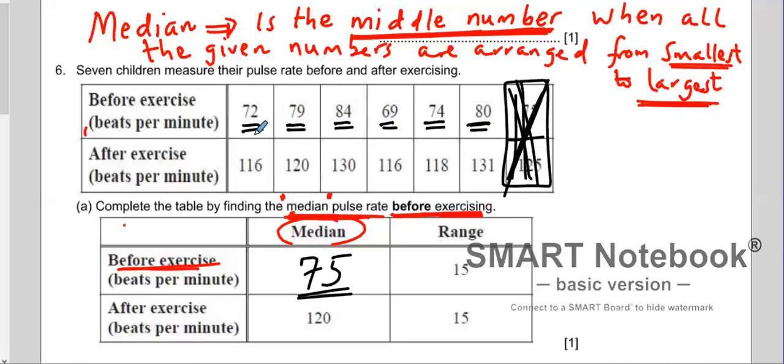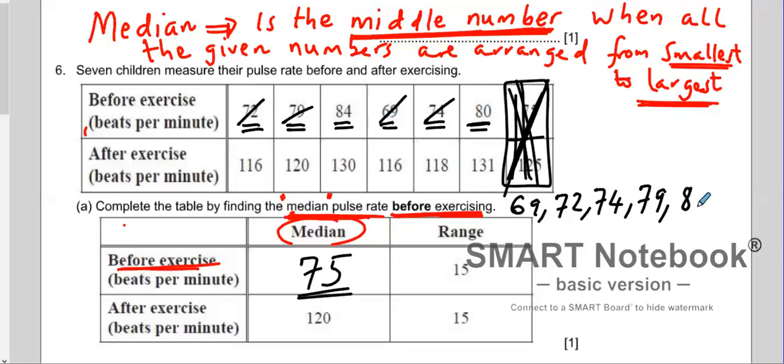I have to do the same thing, arrange these numbers from the smallest to the largest. So in this case, the smallest will remain 69. The next smallest, 69, next will be 72. Next will be 72, the next will be 74, 74, the next will be 79, 79, then the next after 79 will be 80, 80, and then the last one will be 84. See that?